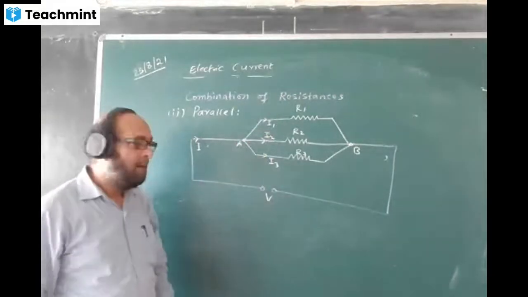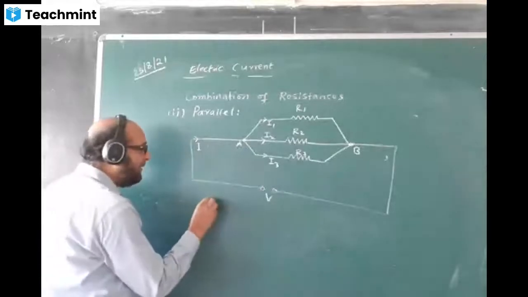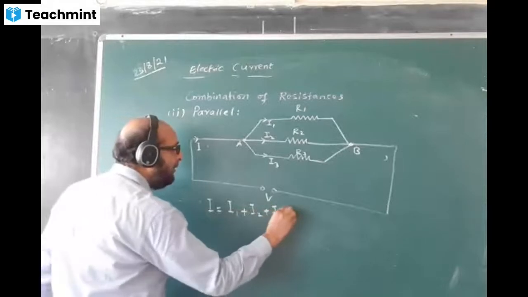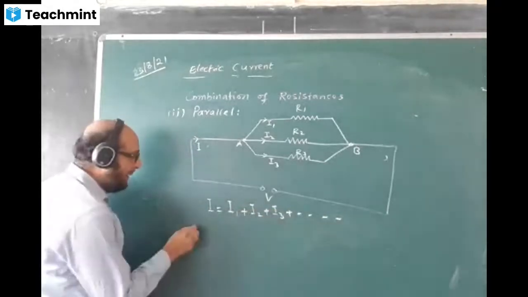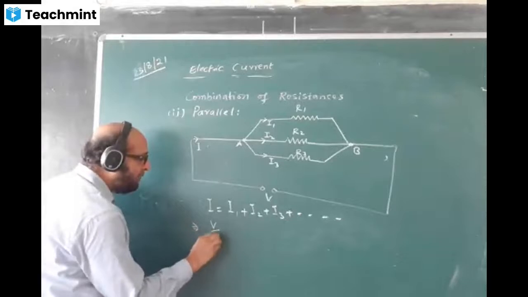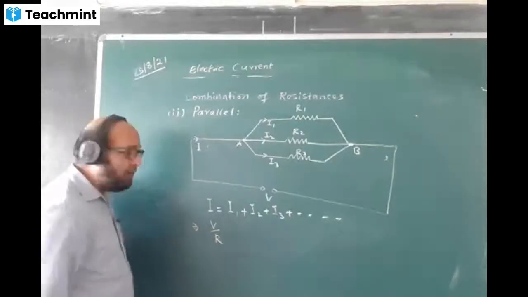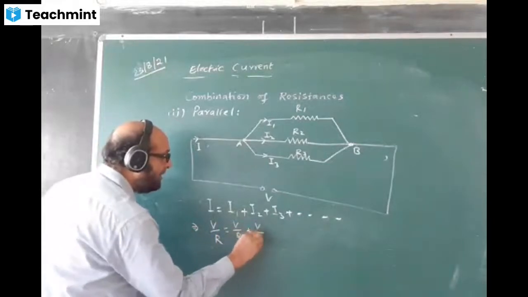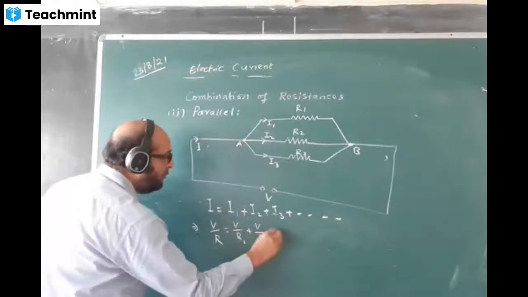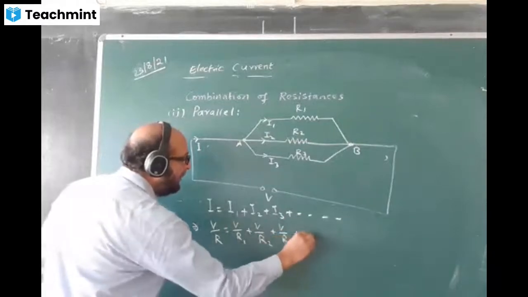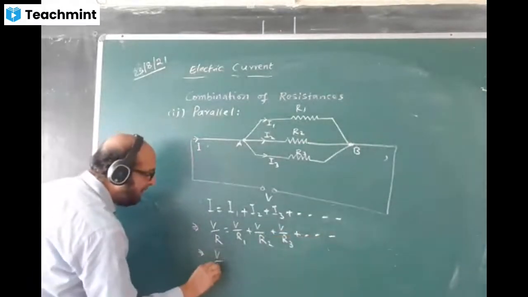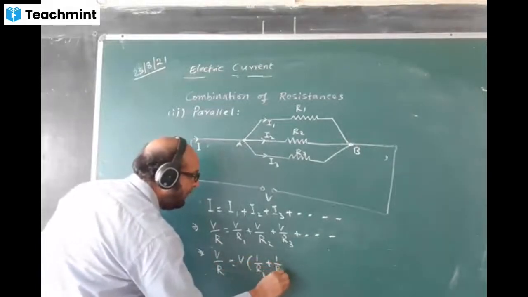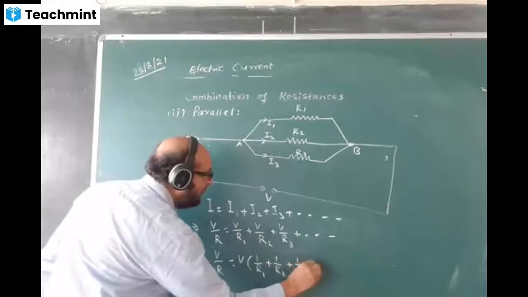Currents are divided, so we write the formula I equals I1 plus I2 plus I3 and so on. And V is equal to IR, so I is equal to V by R. I1 is V by R1, because the voltage is the same everywhere, I2 is V by R2, I3 is V by R3 and so on. Taking V common, here you get 1 by R1 plus 1 by R2 plus 1 by R3 and so on.